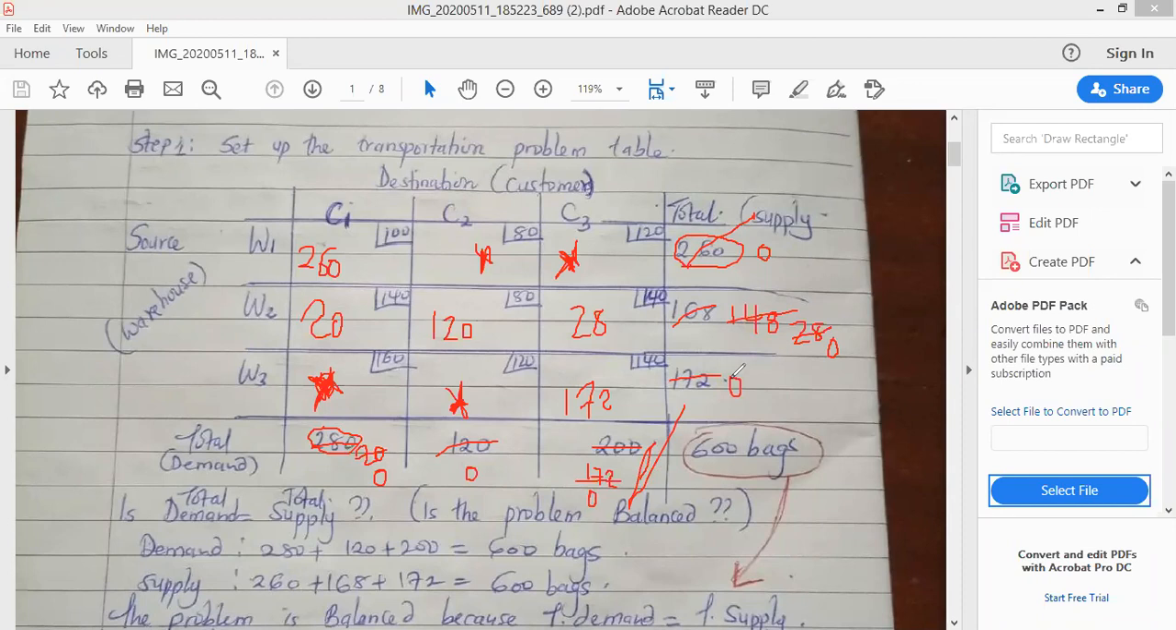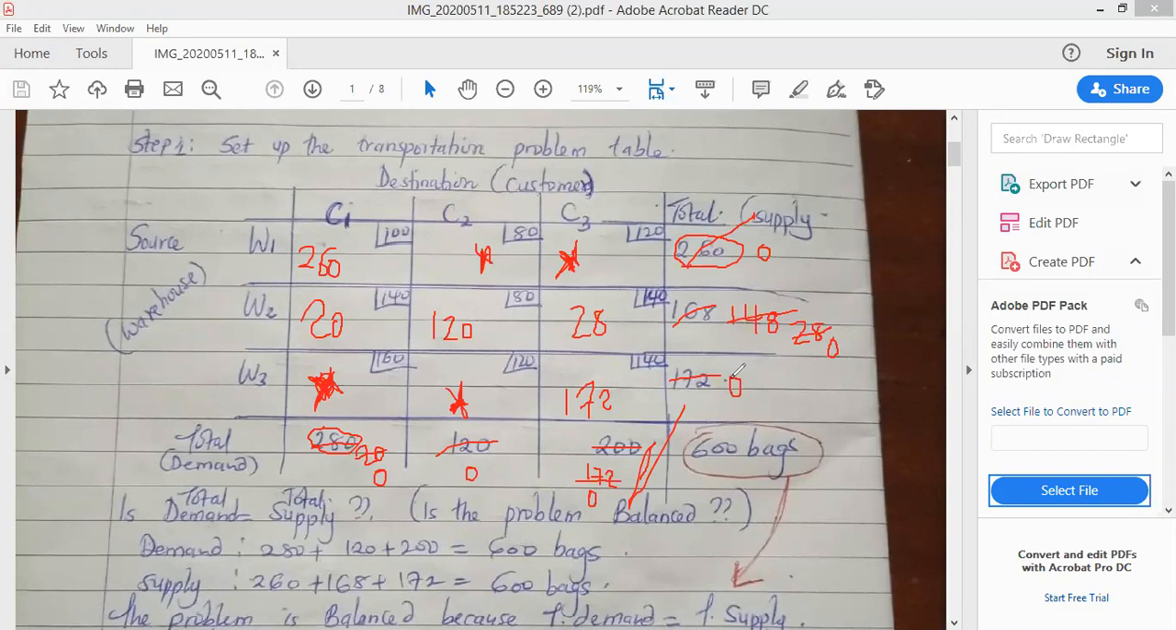And if you look at our work now, we have satisfied all the destinations, and we have exhausted all the supplies. And that should be the case. You must exhaust the supply, and you must leave all the destinations satisfied. That is one of the requirements as far as the transportation problem is concerned.